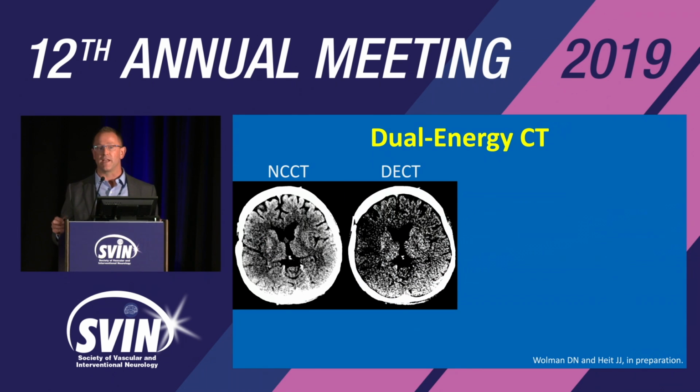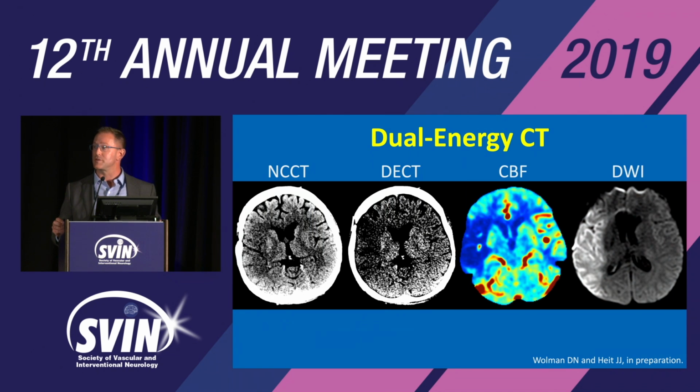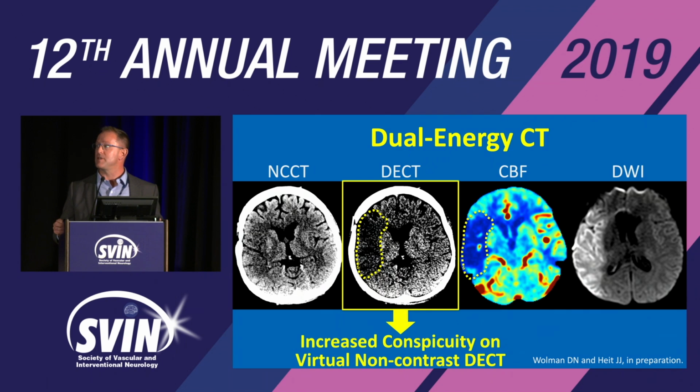It's just taking advantage of different energy levels. And then if I put up the perfusion, show you the cerebral blood flow, and the diffusion weighted image obtained 45 minutes later, you can see that you can identify this as a large stroke on the dual-energy non-contrast CT because it has additional information that you don't see on a conventional head CT. And this is basically a virtual non-contrast algorithm applied to a non-contrast head CT. And this is something that's been a very interesting observation that we and a few other places have made.